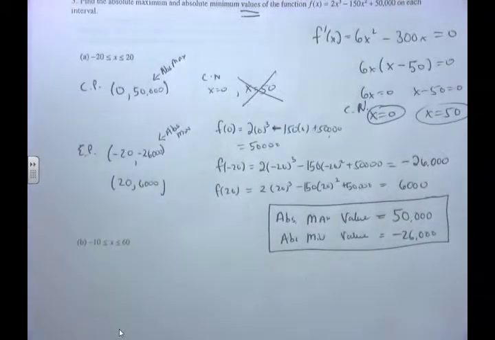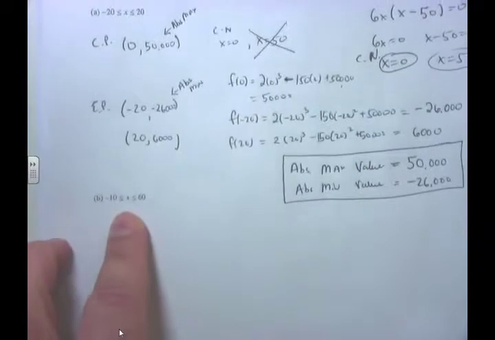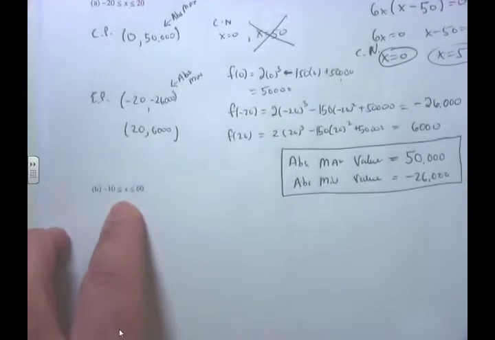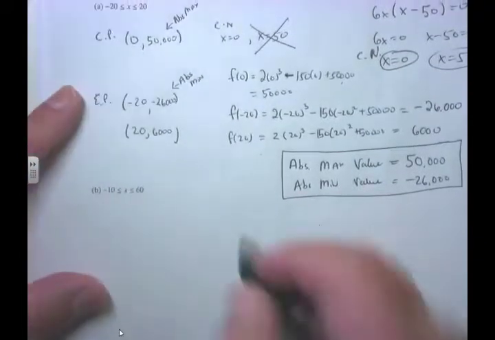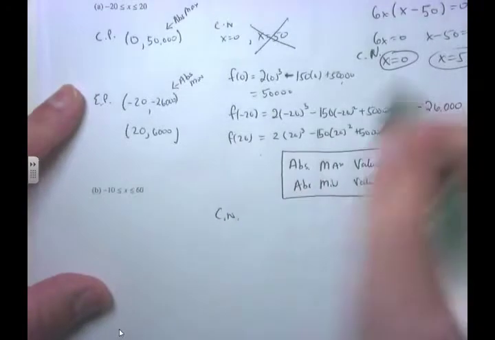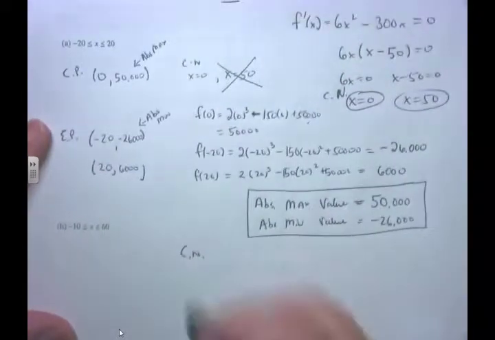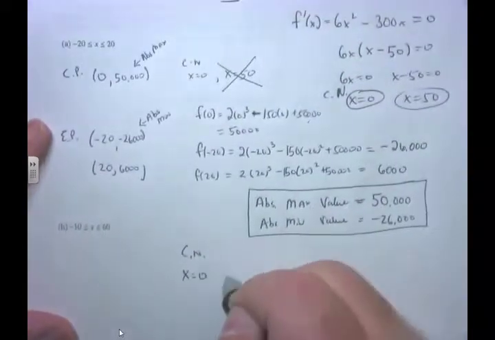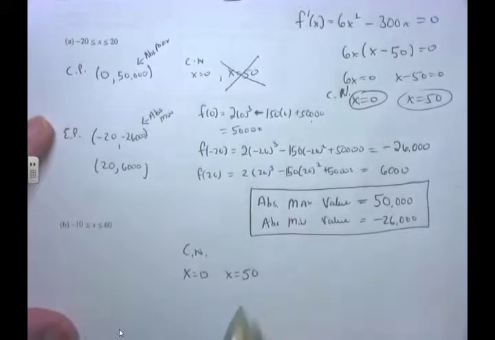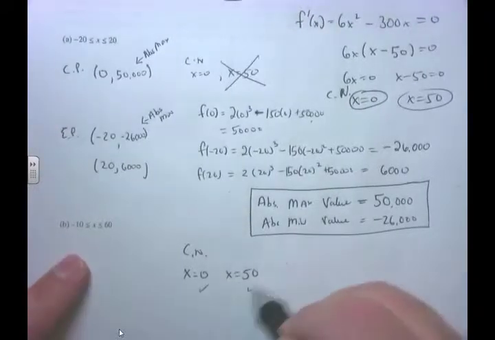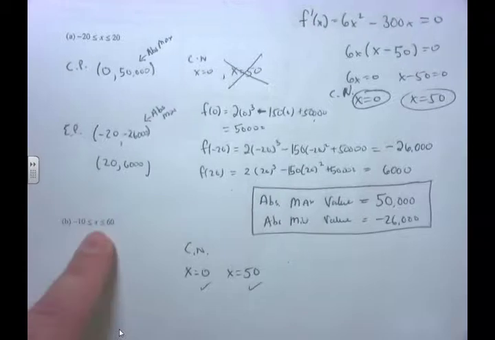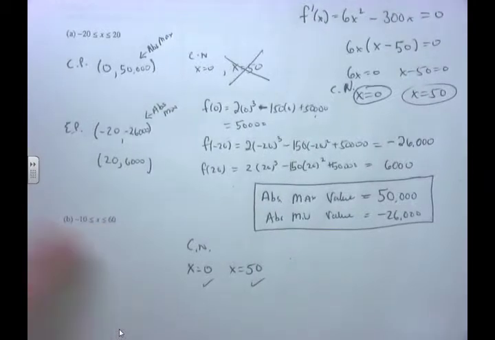Does that make sense? This is what we wanted to see. Every detailed part. Questions? Now, look at this guy. They changed my intervals. Well, now, remember I had CNs. I don't have to redo this stuff. This is still part of my work. I had critical numbers at 0 and x equals 50, but now notice that both 0 and 50 are inside my interval. Does that make sense?